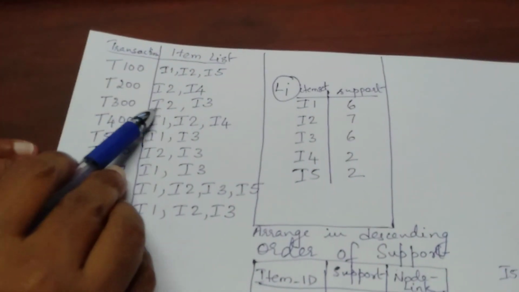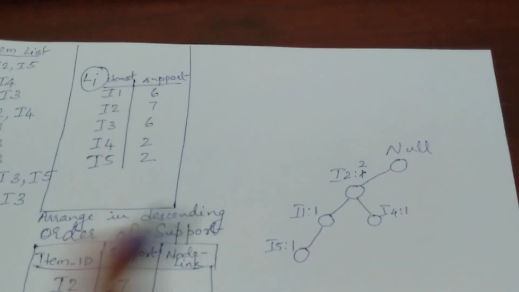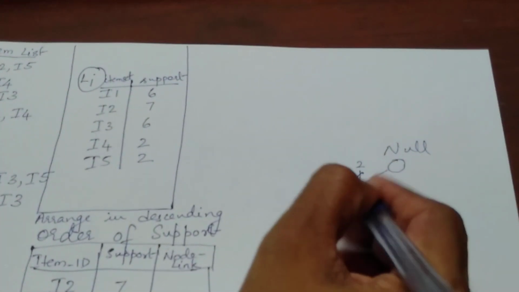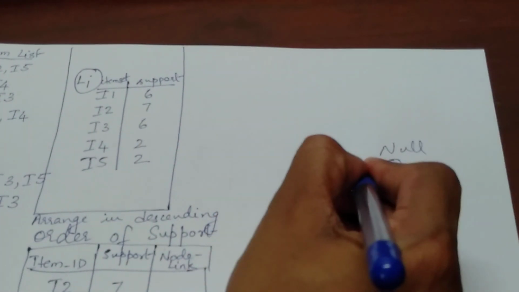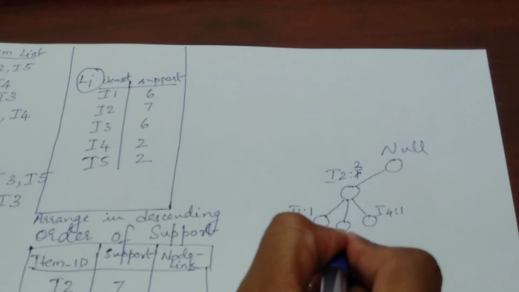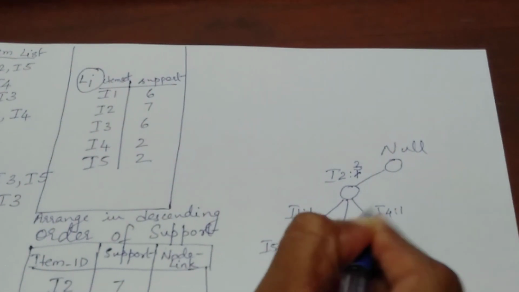Third transaction, I2, I3. Again, my null has already got an I2 branch. So I will simply change the count to 3, and I3 with support 1.